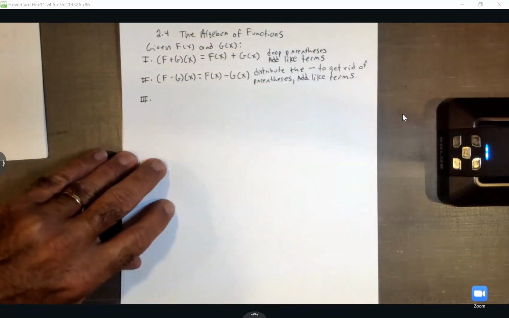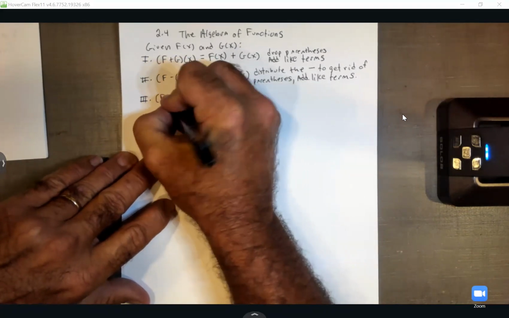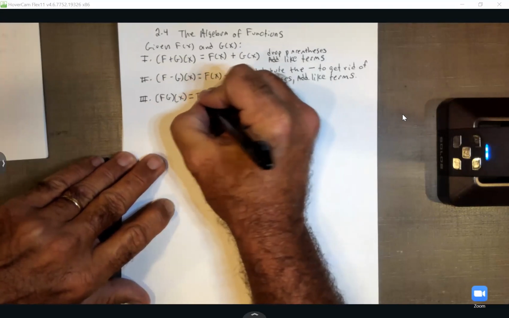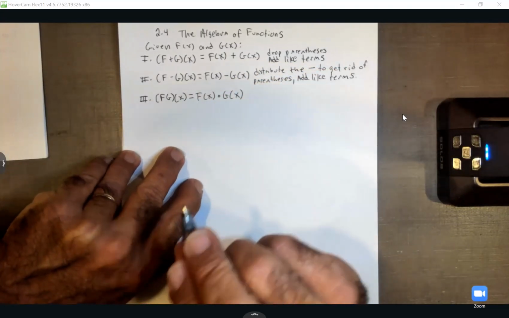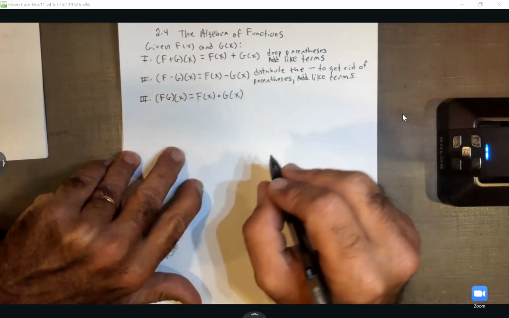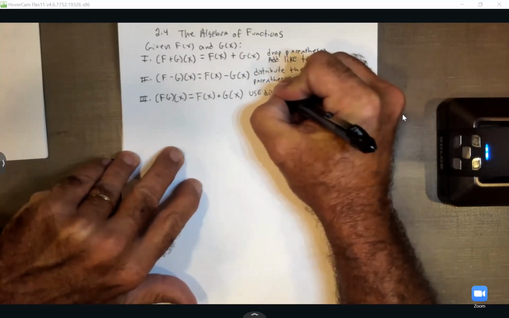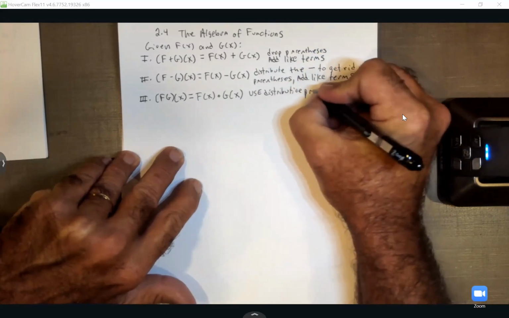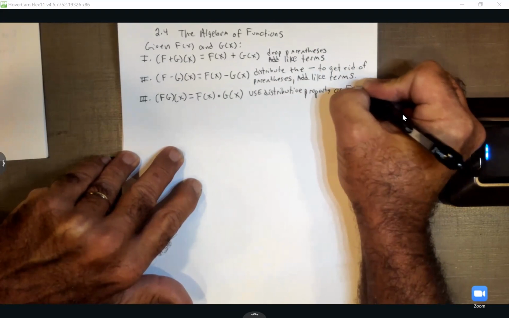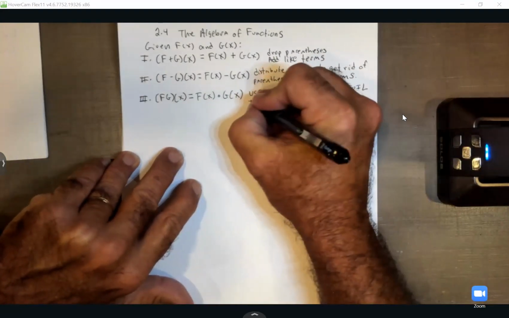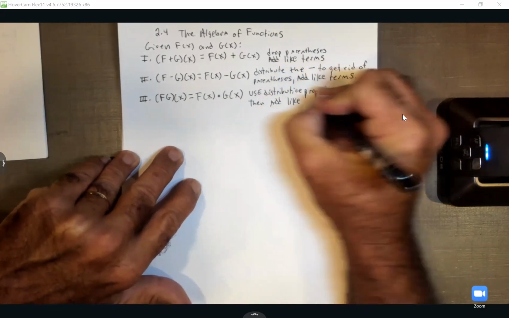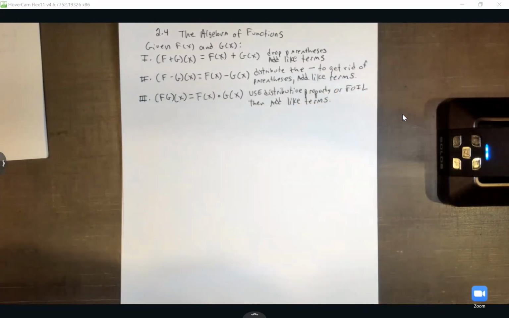So our next operation is going to be multiplication. So f times g of x equals f of x times g of x. All right, so since you're going to be multiplying, the trick is you're going to use the distributive property or FOIL. We'll use the distributive property or FOIL to get rid of the parentheses and then add like terms. So if you notice all three of these, to simplify them, we add like terms once we got rid of the parentheses, okay?